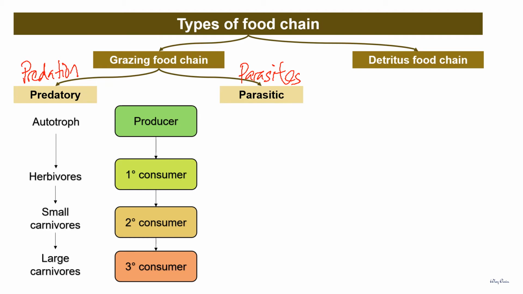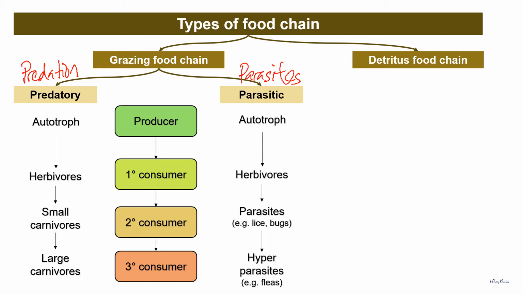So for predatory food chain, the producers are always autotroph. That means the organism able to produce their own food, and it's eaten by primary consumer, which are herbivores, and herbivores are eaten by small carnivores, which is actually the secondary consumer. And lastly, the 4th trophic level is large carnivores, which are actually tertiary consumer.